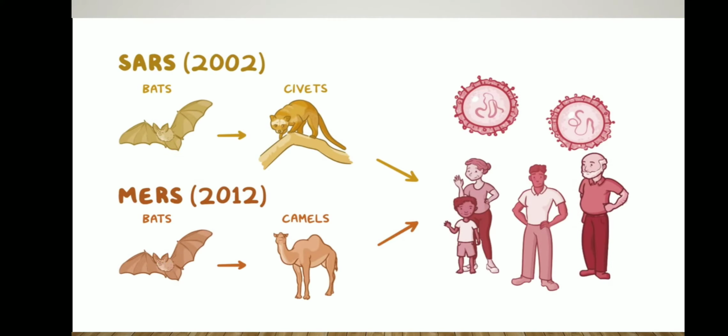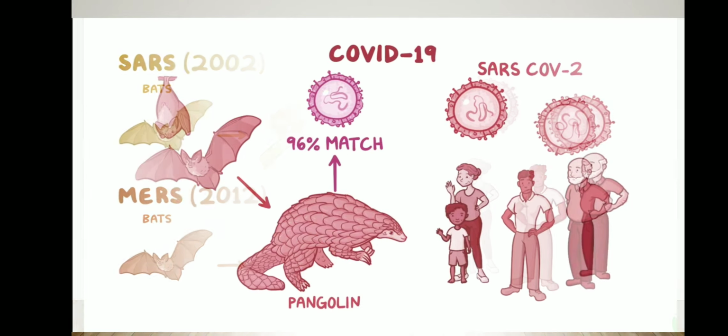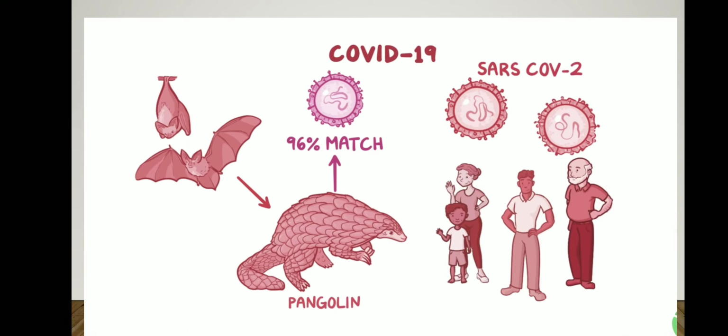So let's talk about the reservoir of the virus. First, about SARS. It is said that it came from the bat to the civets and finally to human beings. For MERS in 2012, it was from bat to camel to human beings. But studies show for COVID-19 it was bat, then pangolin, and then human beings, because 96% of the strains of the virus in the pangolin match with the virus in human beings.